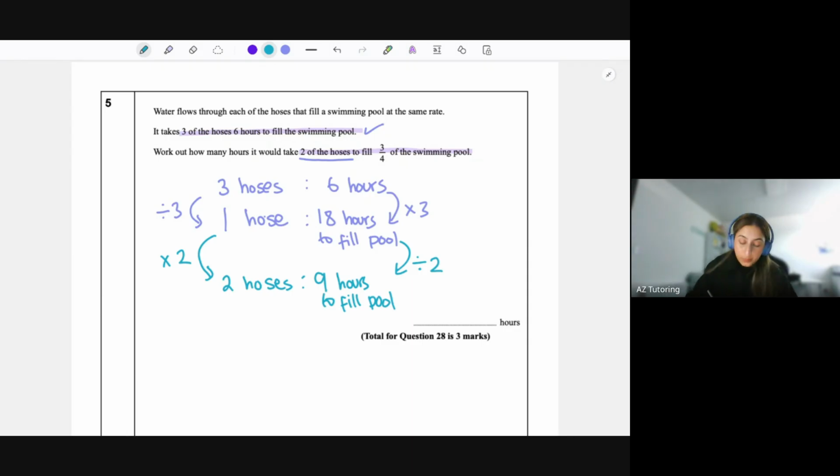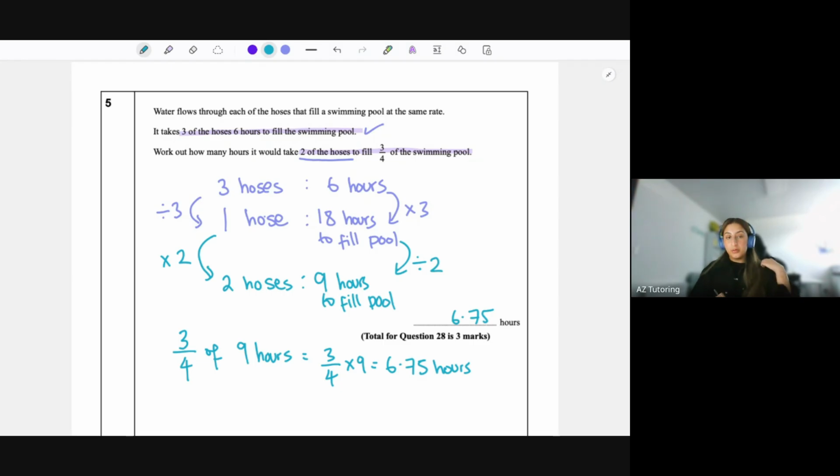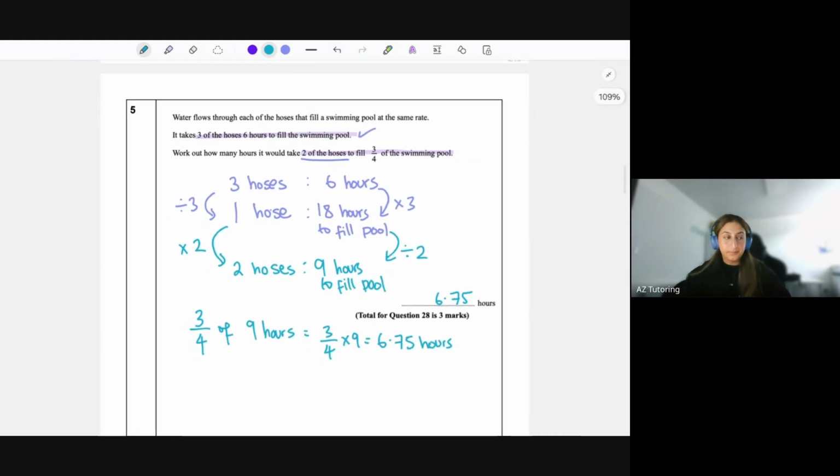So we're going to do 3/4 of the 9 hours. We just do that in the calculator. 3/4 times 9. That gives me, it's going to take 6.75 hours for the two hoses to fill up 3/4 of the pool. So that's that question there.